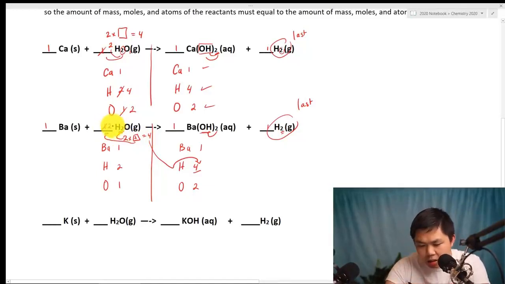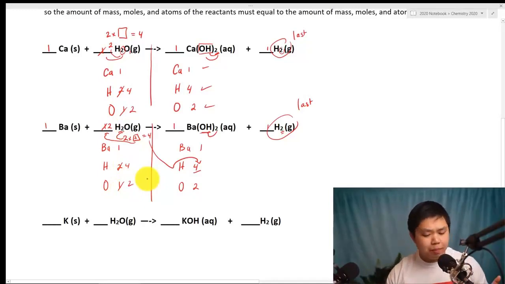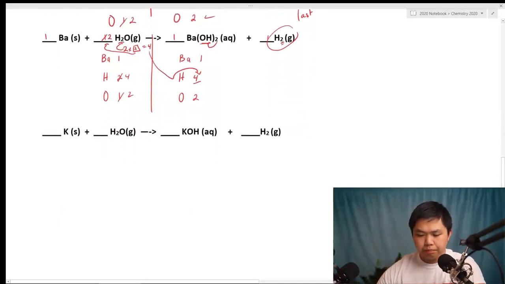So if that's the case, now this 2 times 2 gives us 4, and 2 times 1 gives us 2. And it is balanced. And that's how you balance a chemical equation. Very easy, isn't it? Let's try a harder problem.